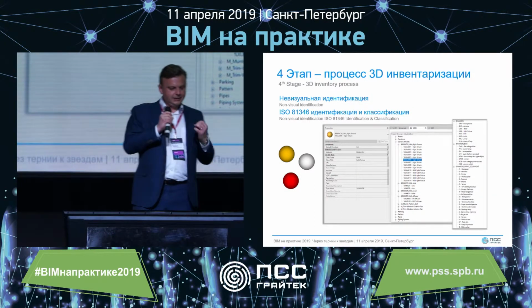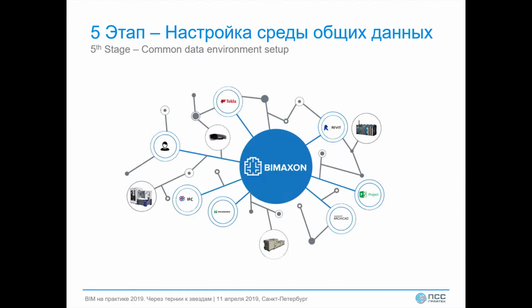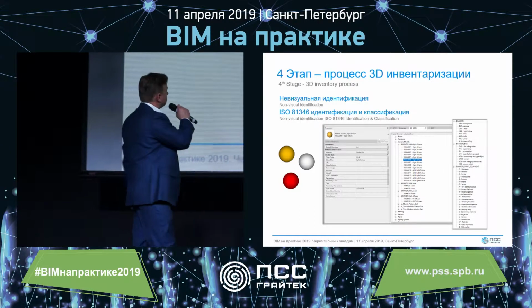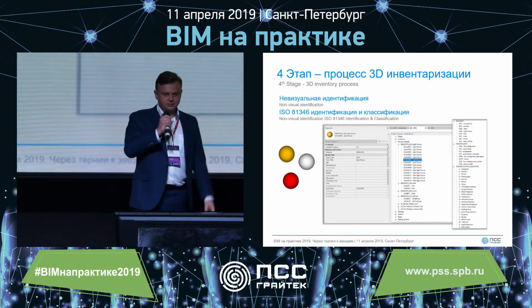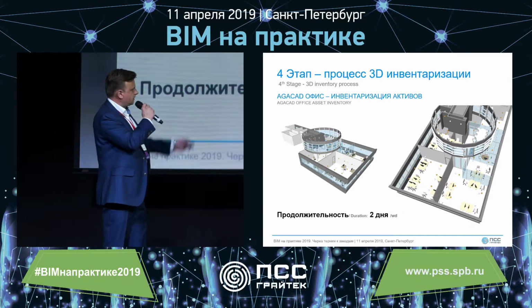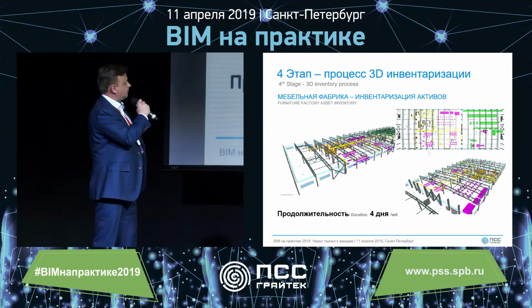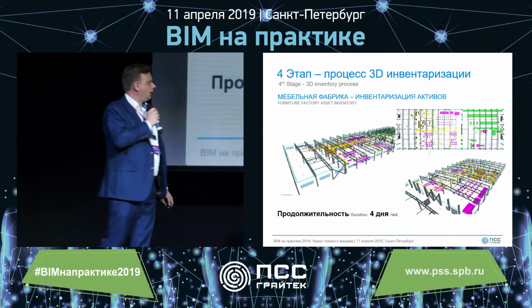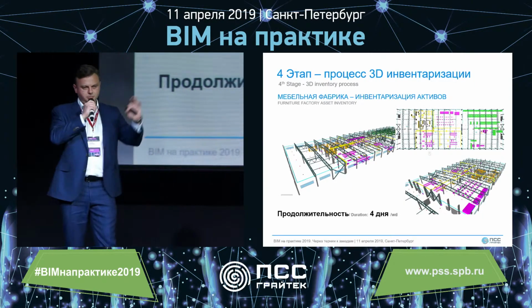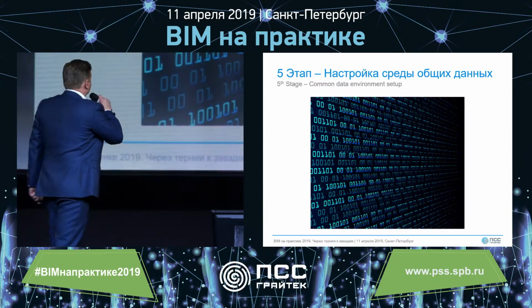Then, at the next stage, we focused on non-visual identification, and we used the methodology contained in... So we used the ISO 81346 methodology. We carried out identification and classification for each element. So, this white sphere here and yellow sphere, we know that this is lighting here, a light source, and this is a diffuser. So inventory for the office took 2 days, and for the factory 4 days. You can see why. How many elements are there? Too many light sources and sewing machines. We had to go through the point cloud and see which element is where.